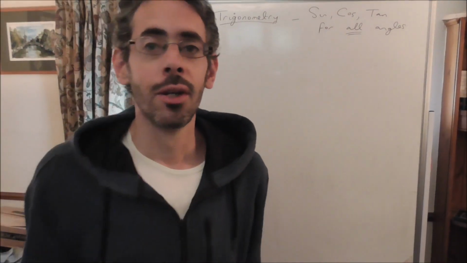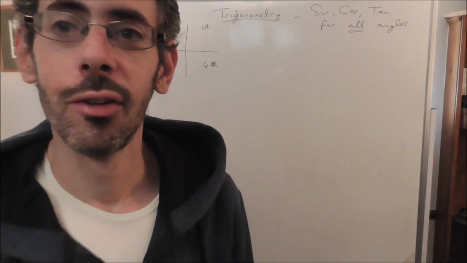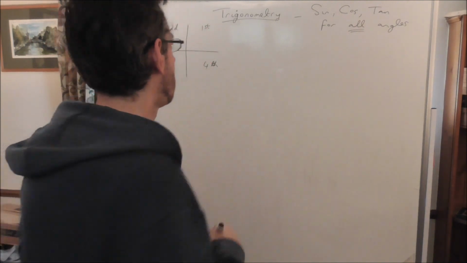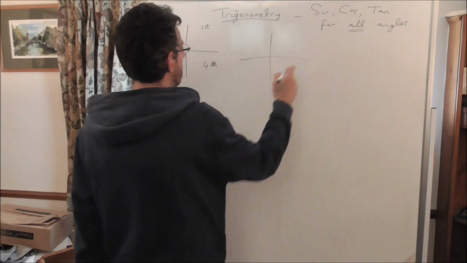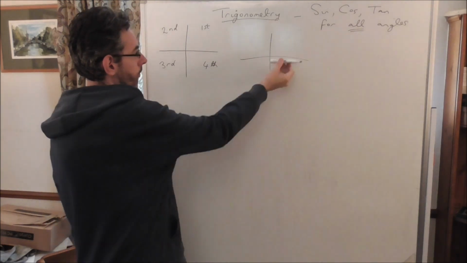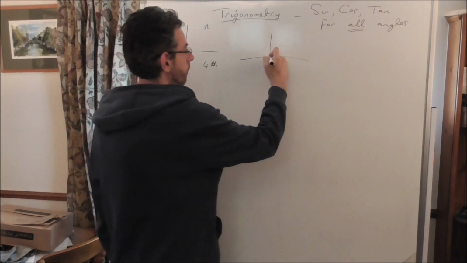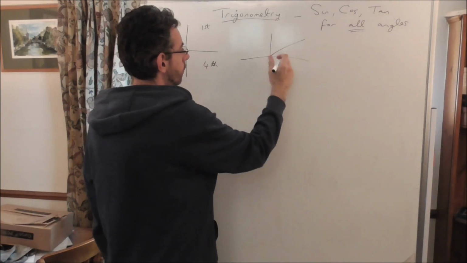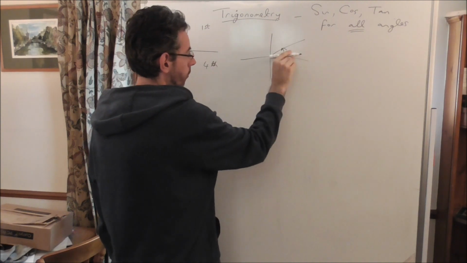Right, so now I'm going to talk about sine, cos and tan for all different angles. I'll start with an acute angle. I'll just draw an acute angle, roughly over there. So it's between 0 and 90. It's an acute angle. Remember, you always go from this horizontal line.